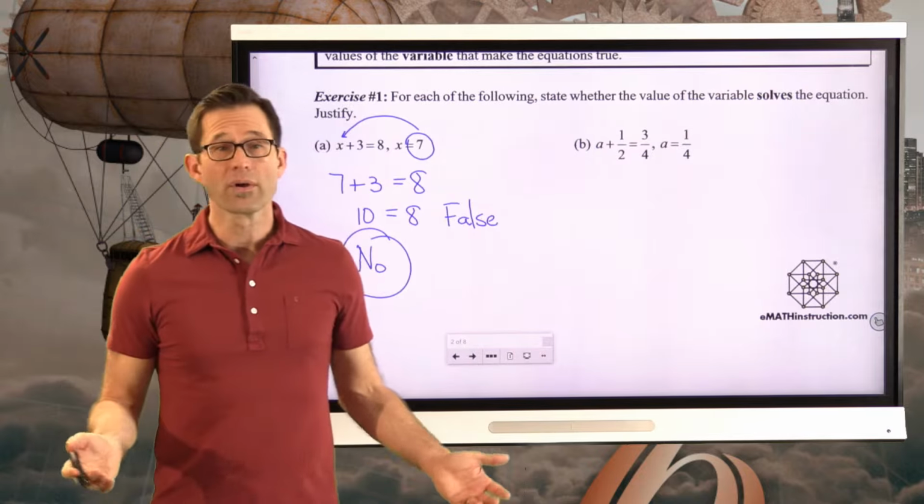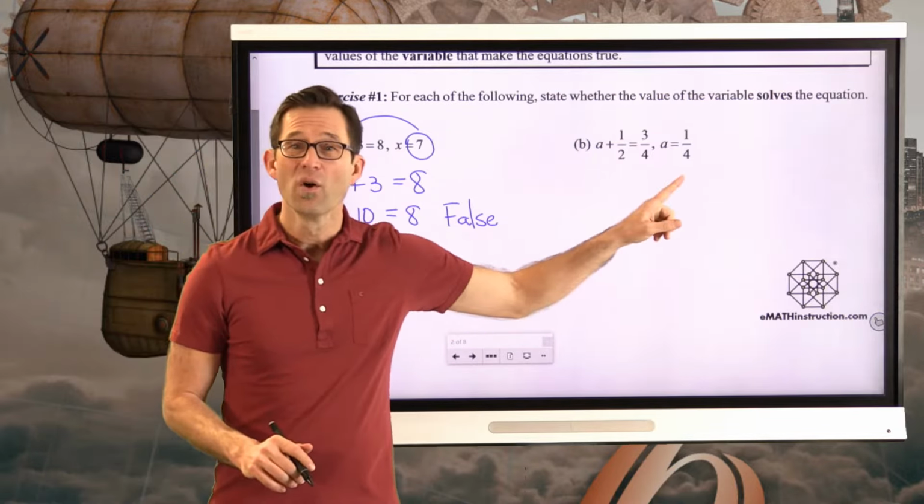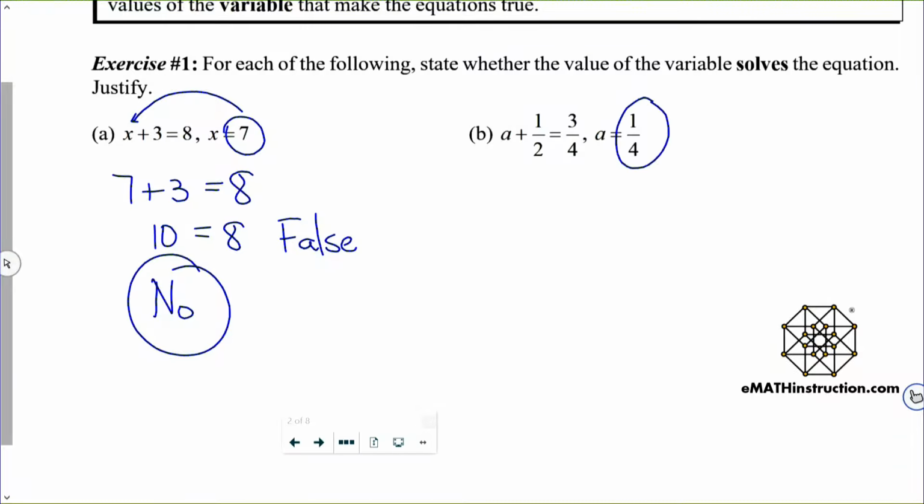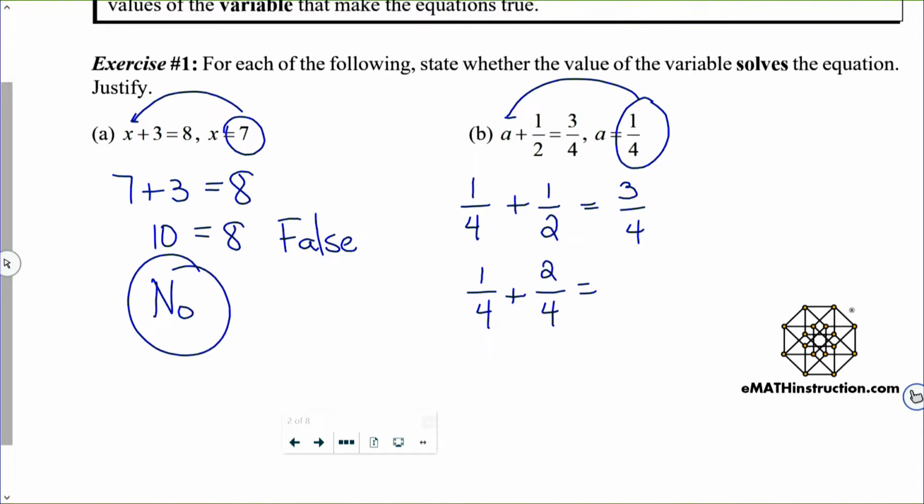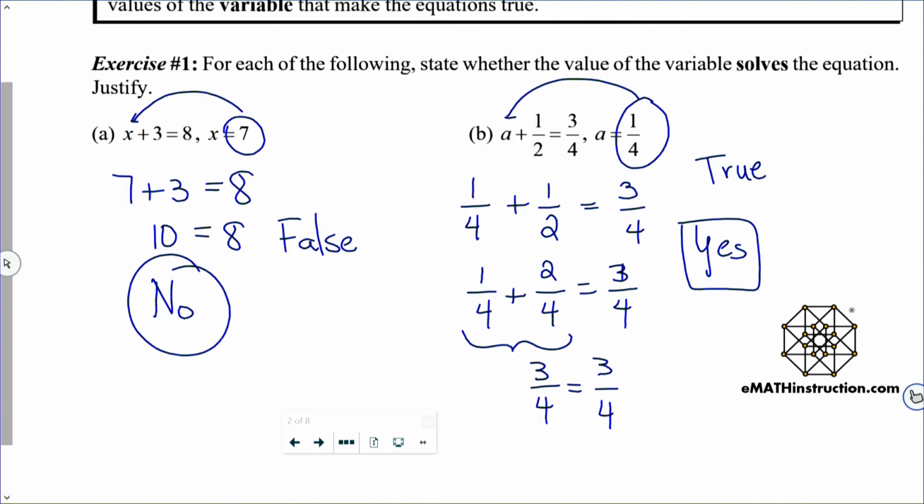Now, of course, a little more difficult because fractions always make our lives more difficult. We're going to take 1/4 as the value of a. We're going to substitute it into this equation and ask ourselves, is 1/4 plus 1/2 equal to 3/4? For some of you, it's probably immediately obvious that the answer is yes, but of course to add two fractions, we want to get a common denominator. So we can change our 1/2 into 2/4, and then of course 1/4 plus 2/4 is 3/4. 3/4 is equal to 3/4. Since that is true, the answer is yes. That is a solution to this equation.